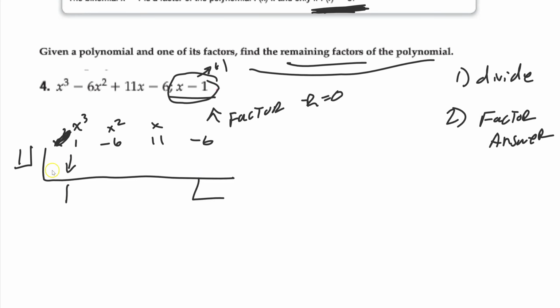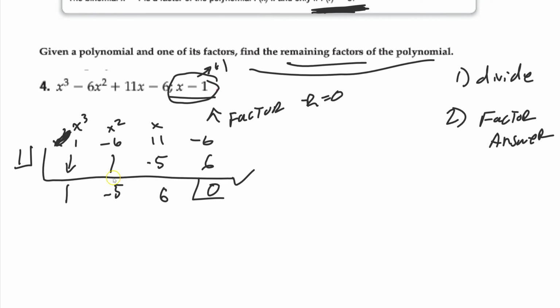So bring the first one down, multiply across, I get 1. Add down, -5. Multiply across, -5. Add 6. Multiply 6. Add 0. So it works. It was right. It is a factor.